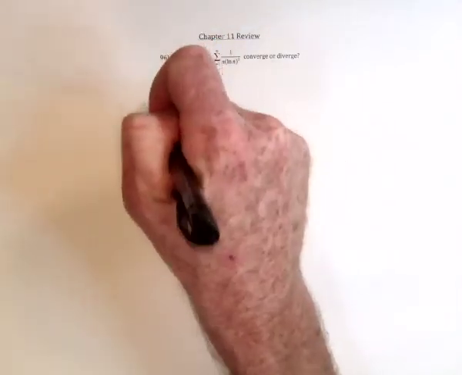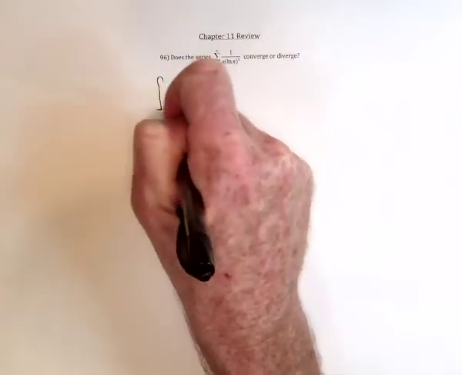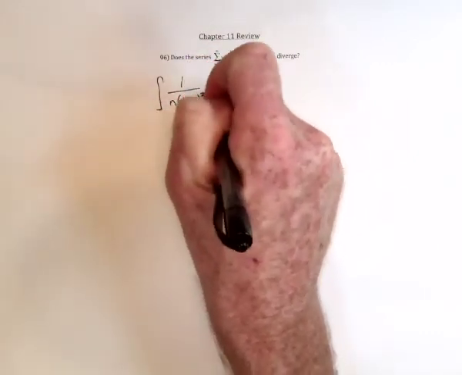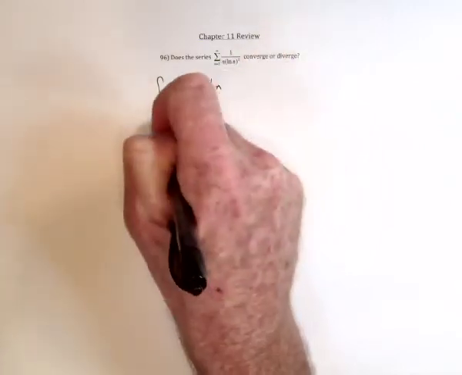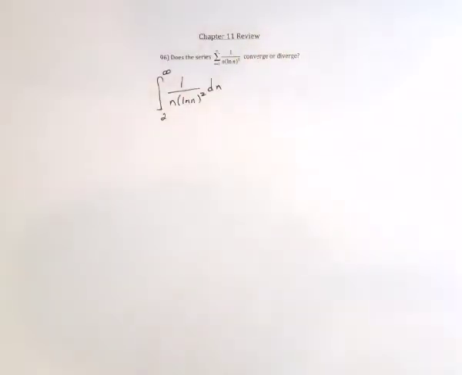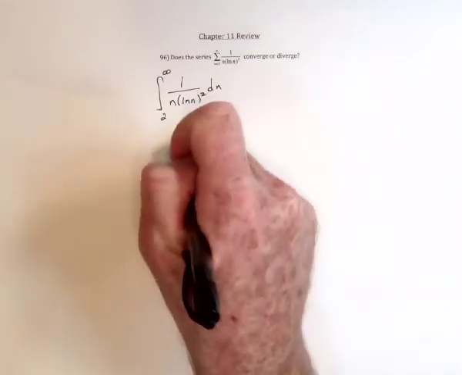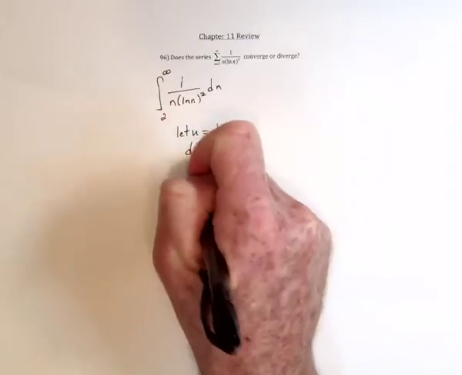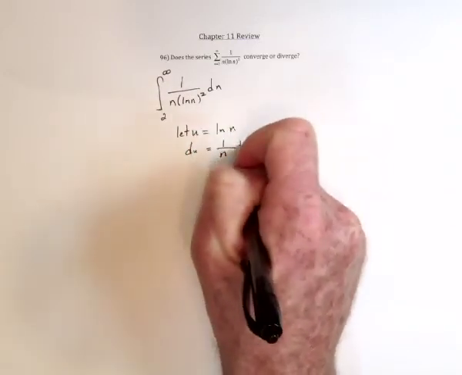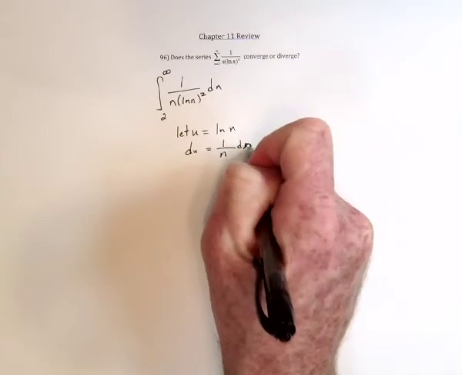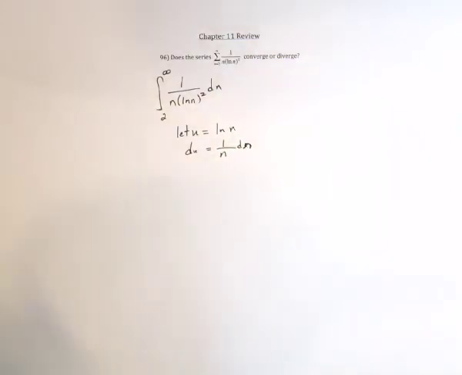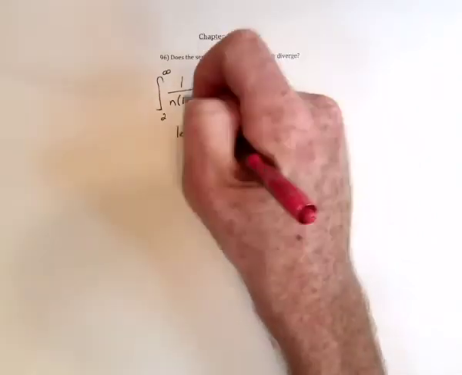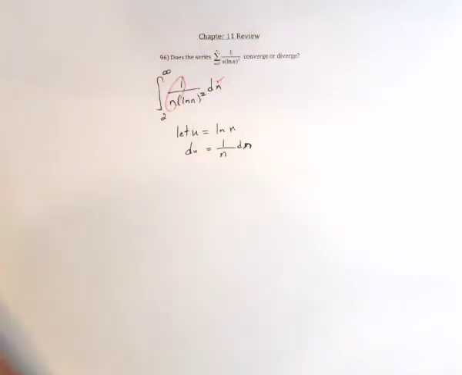If you integrate 1 over n times natural log of n, squared, with respect to n, this one goes from 2 to infinity. Then use u substitution. You should always try u substitution first whenever integrating. I'll let u equal the inside part, which is the natural log function. The derivative of that is 1 over n dn. Oops, I'm so used to putting x. dn. And that's exactly what we have right here, dn and 1 over n. So the u substitution is perfect.